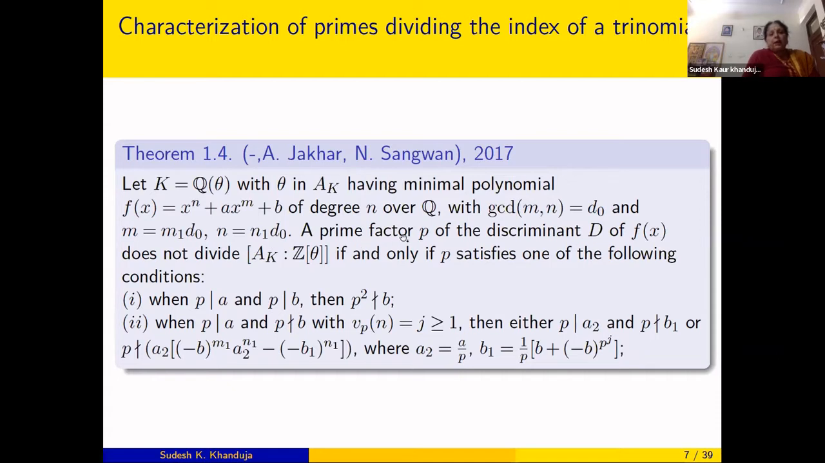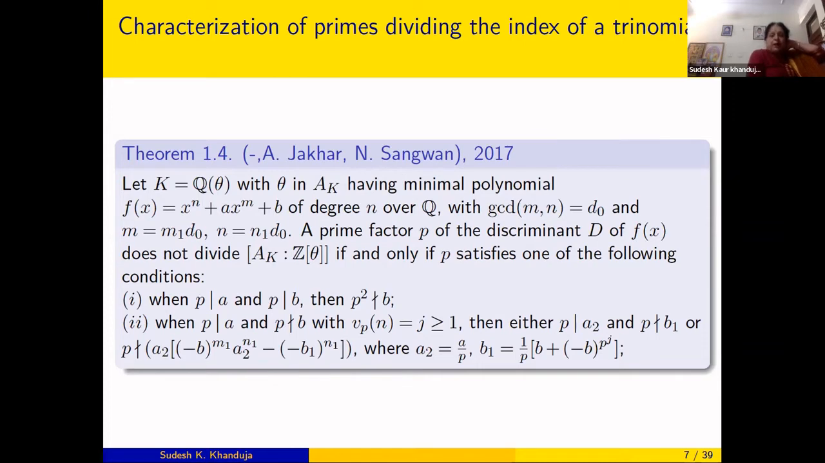Then they prove that a prime factor p of the discriminant D of f(x) does not divide [A_K : Z[θ]] if and only if p satisfies one of the following conditions. So not only did they prove that A_K equal to Z[θ], they proved something more general, that they characterize all those primes which divide [A_K : Z[θ]].